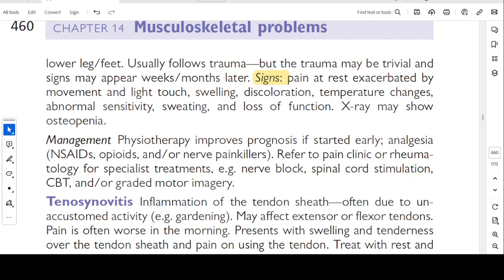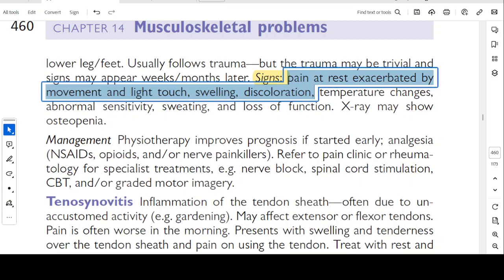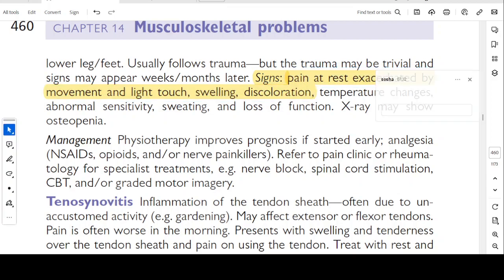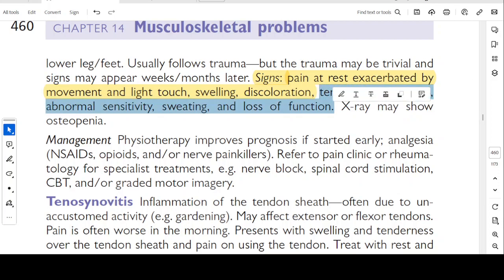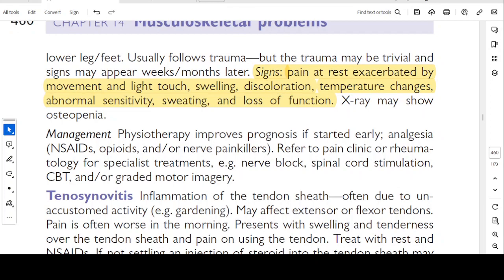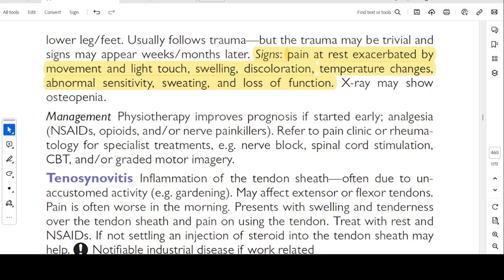So there will be pain at rest exacerbated by movement and light touch, swelling and discoloration, temperature changes, abnormal sensitivity, sweating and loss of function in the limb. X-ray may show osteopenia. Other than osteopenia, the X-ray will be perfectly normal. But these are the signs you will be able to elicit.